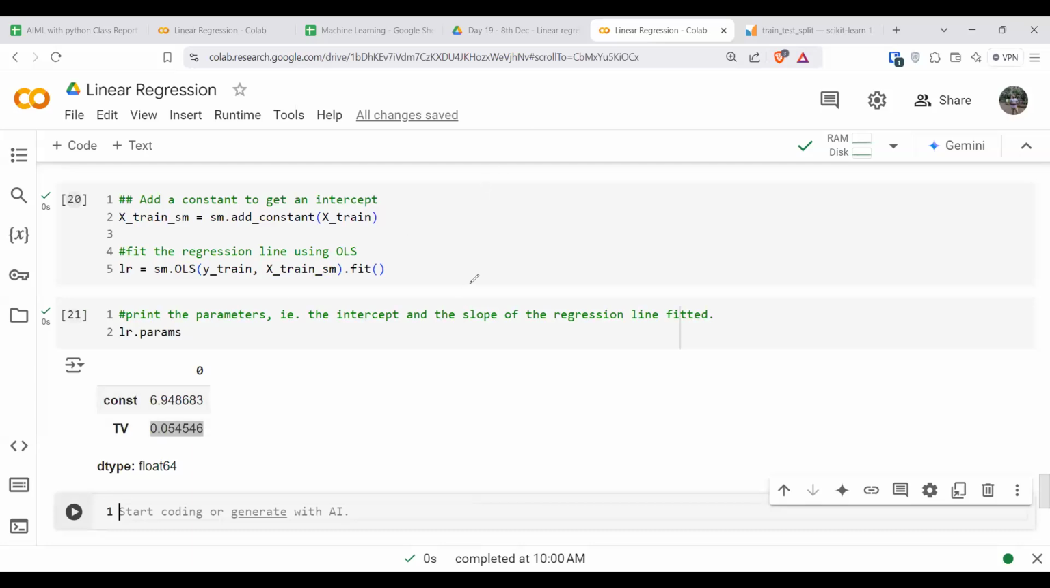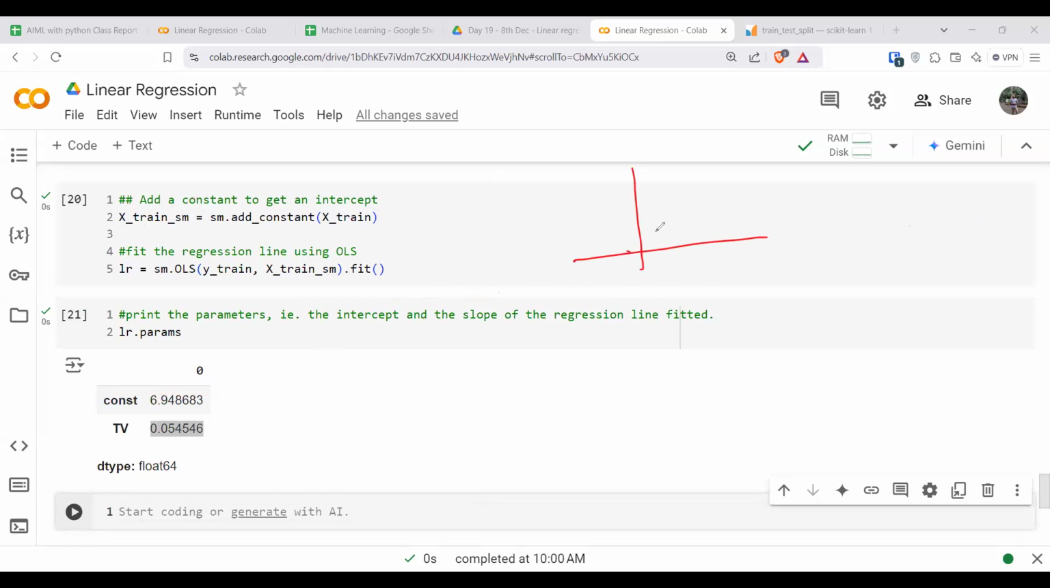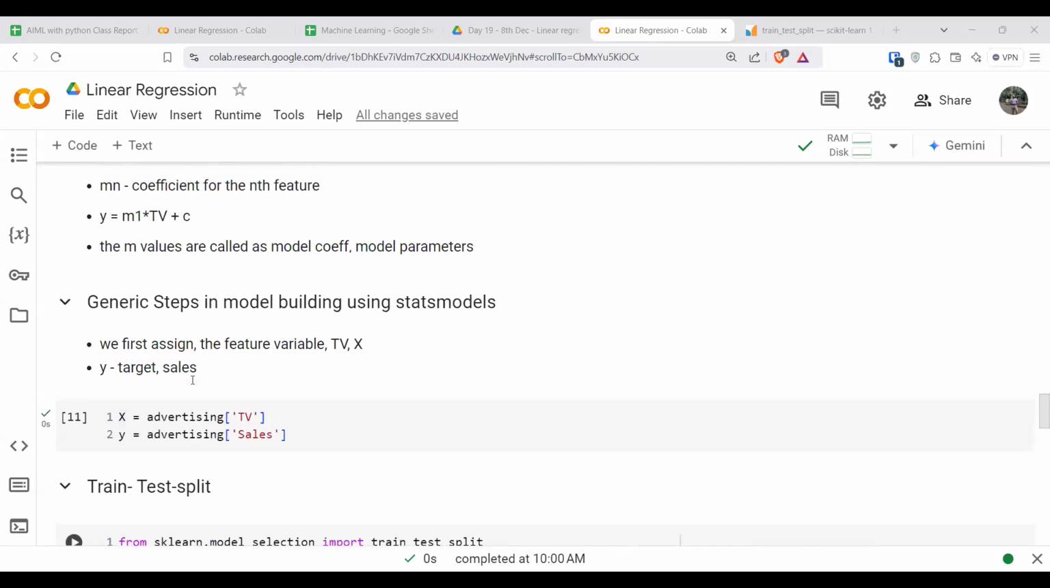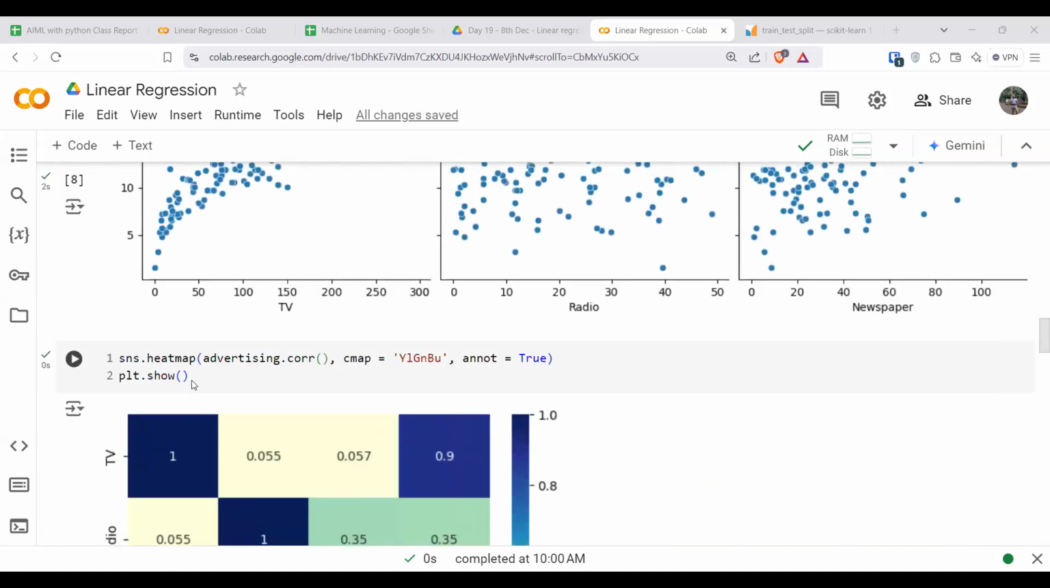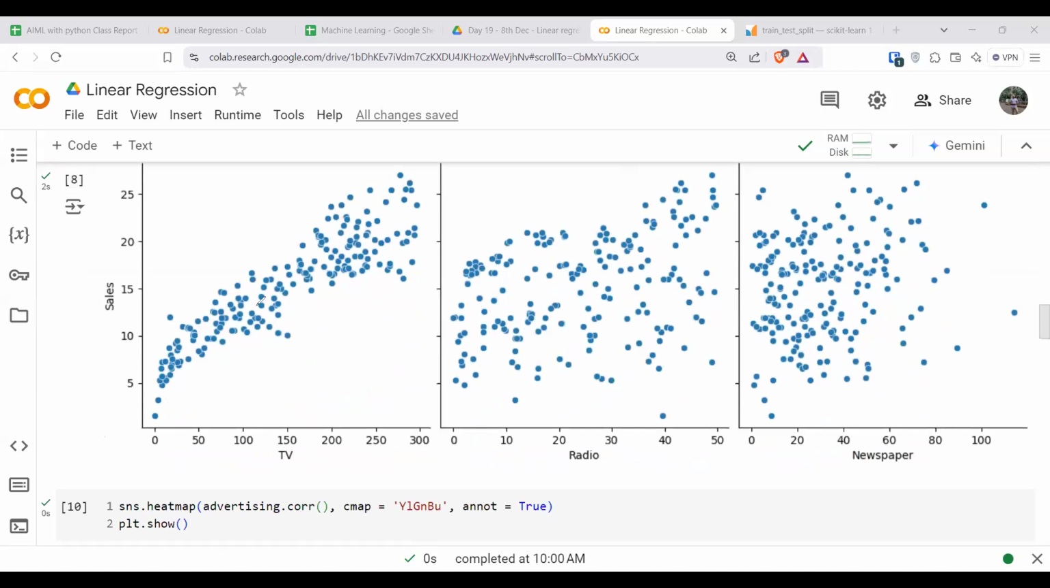So if you have to predict your Y, it will be 0.054 times TV plus 6.9486. By default, if you don't add a constant, it will be 0, right? It will be passed through the origin. But that is not the case, right? We have seen this. In your pair plot as well, your regression line is not passing through the origin. Suppose you plot a regression line, it is not passing through the origin, right? So that is what we have.